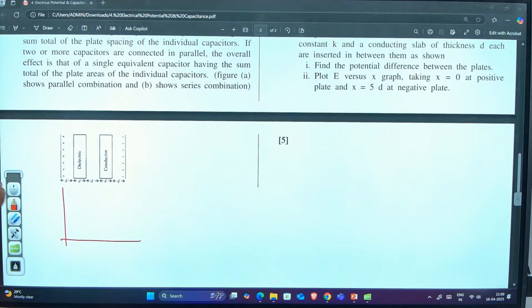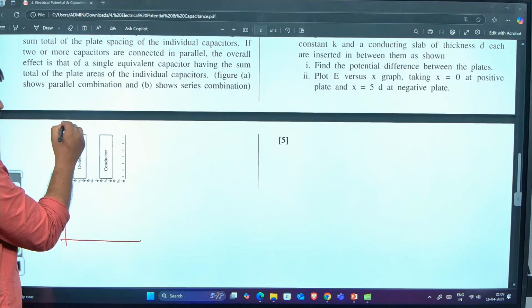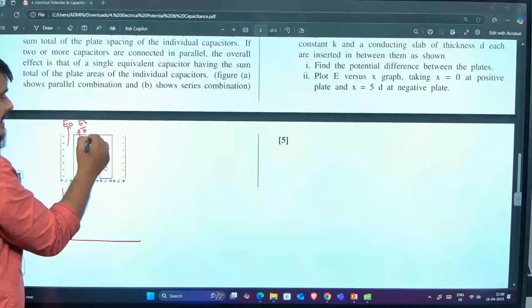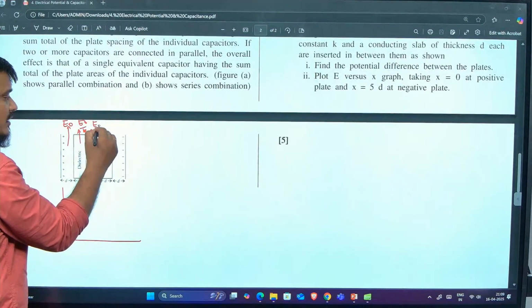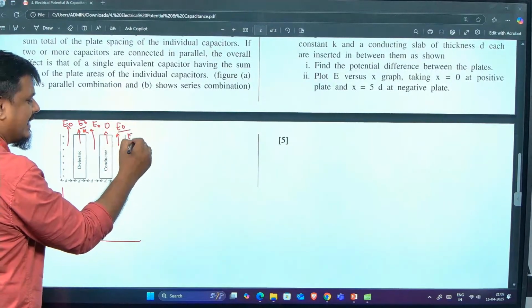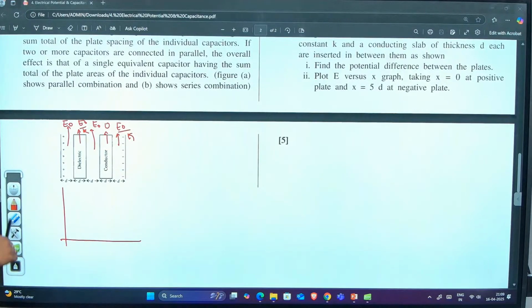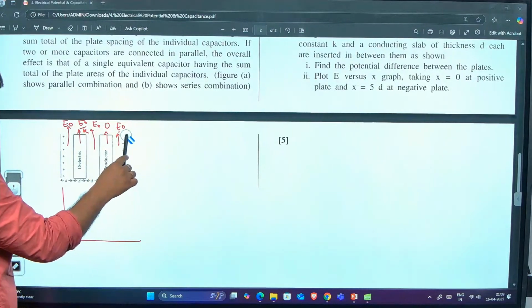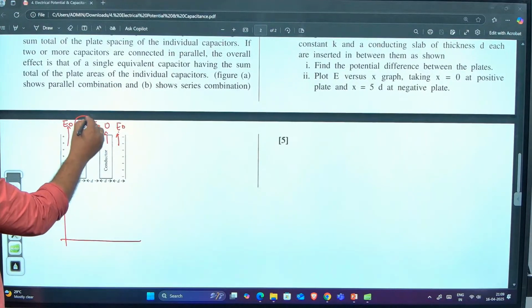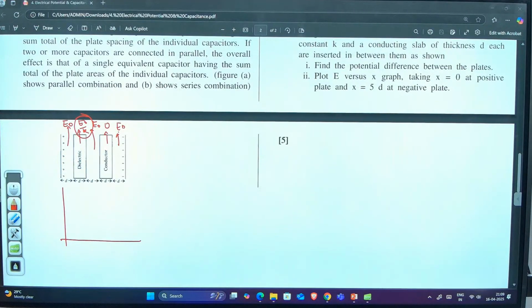So, see, we have electric field here how much? E naught. Here how much electric field? E naught by k. Then here how much? Once again E naught. Here how much? 0. Here how much? Sorry, E naught. No dielectric is there. So now E naught by k will be more than E naught or less than E naught? Less, because k is always more than 1.